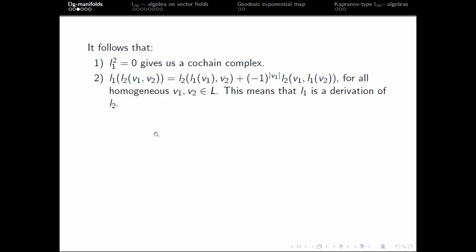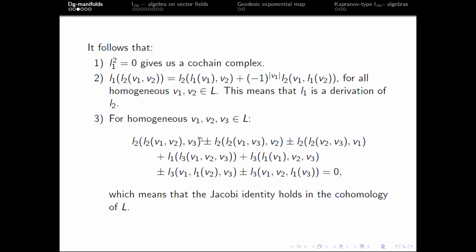And secondly, the relation between the first bracket L1 and the second bracket L2 is that L1 satisfies the Leibniz rule, which is given here. If you look carefully, we see that this is the property of L1 being a derivation. And now if we compute the next Jacobi identity, we will obtain an expression that looks like this line here.